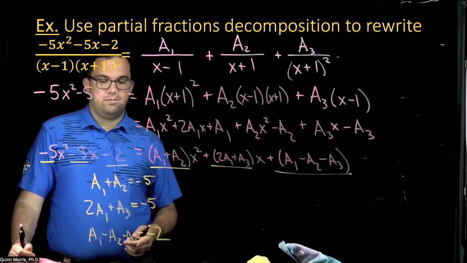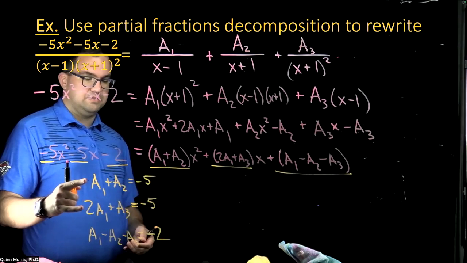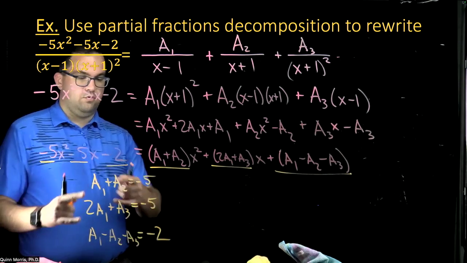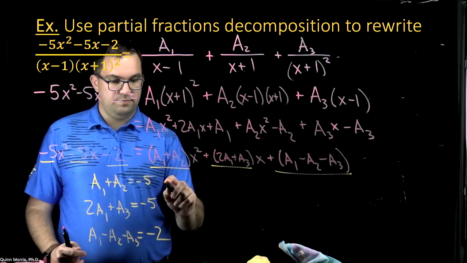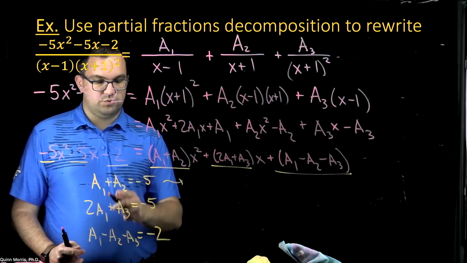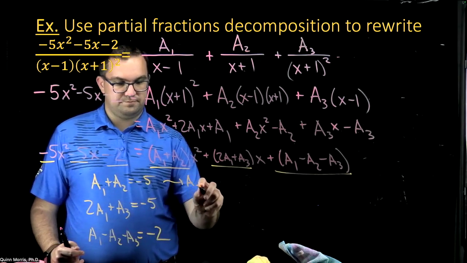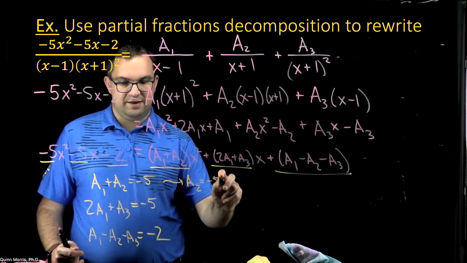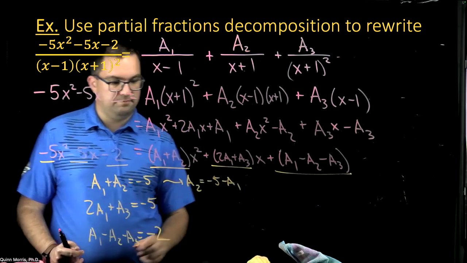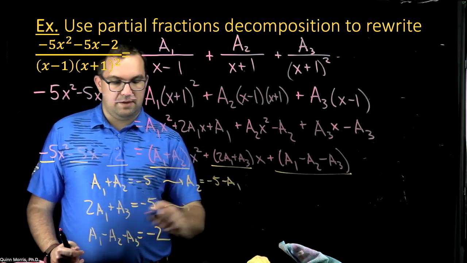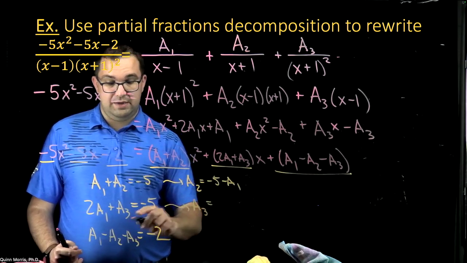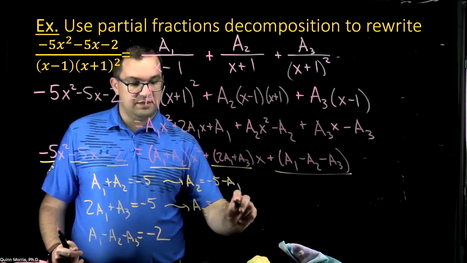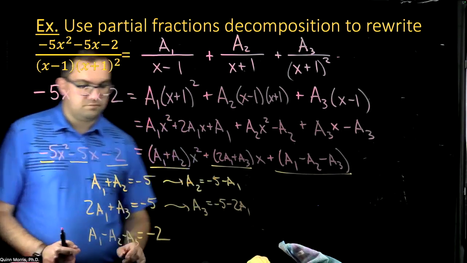Okay. So what I want to notice here is that both of these depend on a1. One of them involves a2 and one involves a3. So what I'm going to do here is I'm going to take this first one and solve it for a2. So a2 is -5 minus a1. I'm going to solve this for a3. This gives me that a3 is -5 minus 2a1.